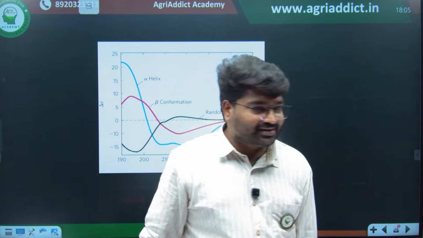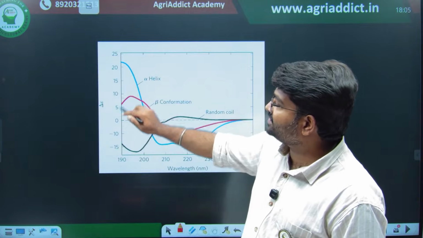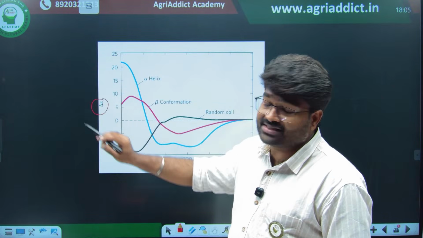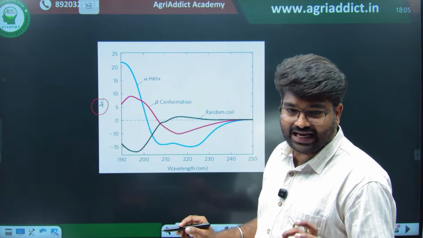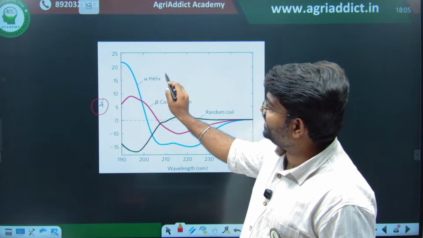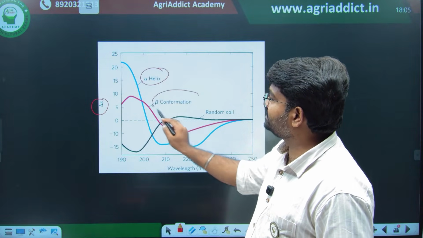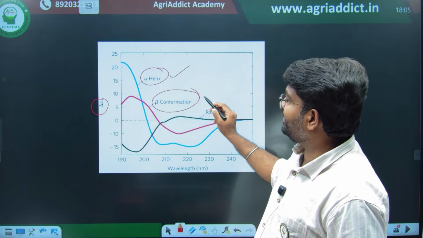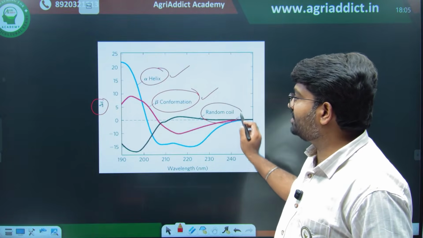You see here this figure. Based on the change in ellipticity, we can determine the secondary structure of proteins, whether it has alpha helix or beta sheets or random coils.